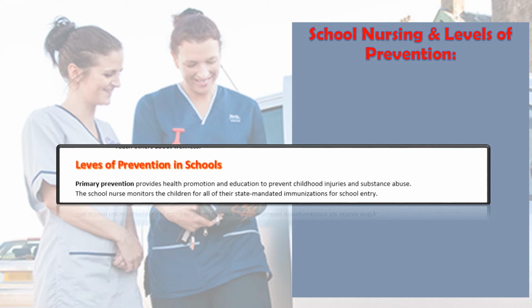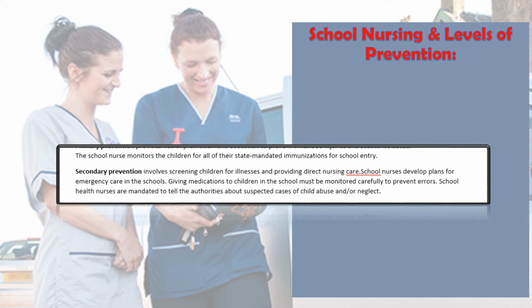Let's talk about the different levels of prevention that are happening in the school system. We'll first talk about primary prevention. Providing health promotion and education to prevent childhood injuries and substance abuse is a very big part of what a school nurse does. The school nurse will monitor the children for all of their state mandated immunizations for school entry. So imagine 750 students and however many mandated immunizations are required before they enter the school. It is a big job.